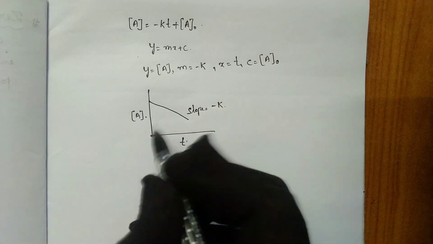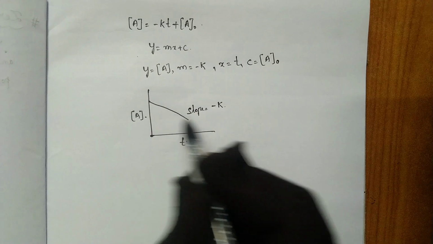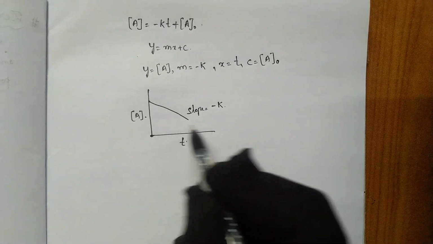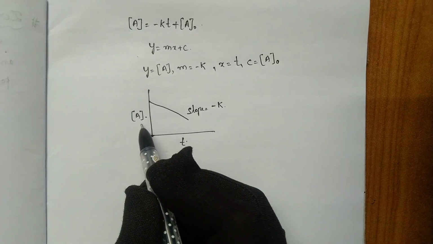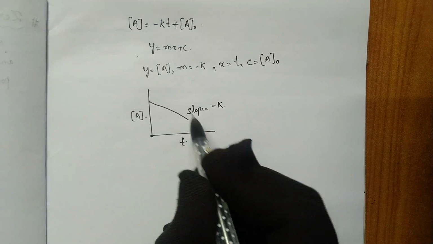So with the help of this graph we can say that with the increase in time, the concentration of reactant decreases.